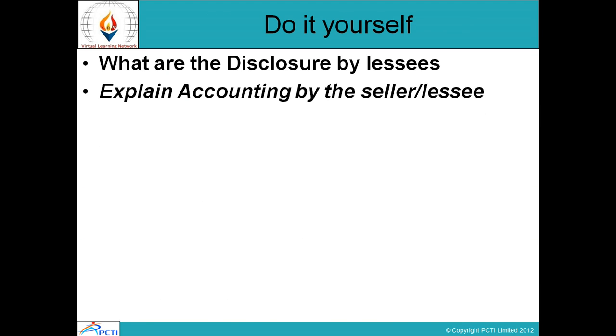And now do it yourself. What are the disclosures by lessee, and explain accounting by the seller's lessee.